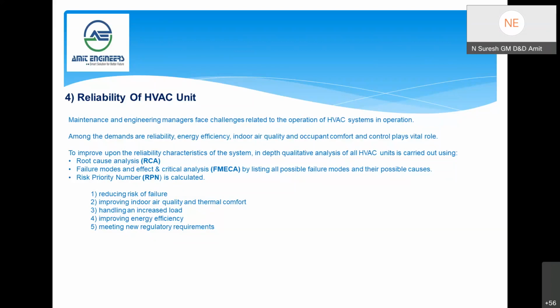This is basically about reliability and failure mode analysis, FMECA, and this is something theoretical, this RPN number. A reliable system will reduce the risk of failure, improve indoor air quality and thermal comfort, handle an increased load, improve energy efficiency, and meet new regulatory requirements.